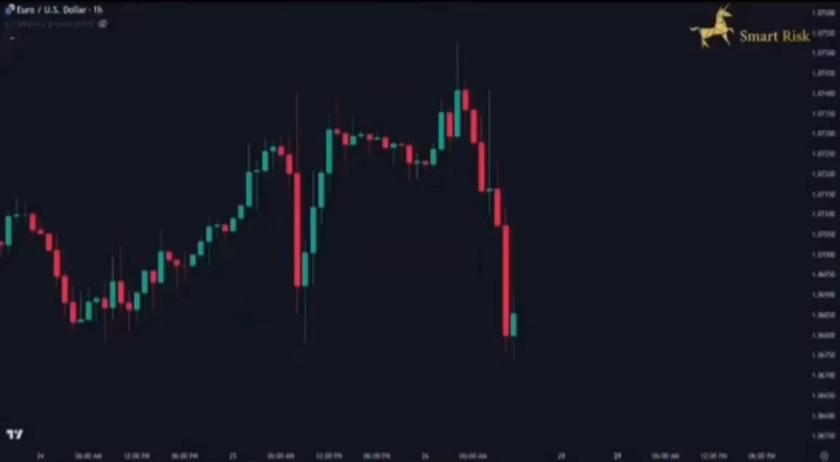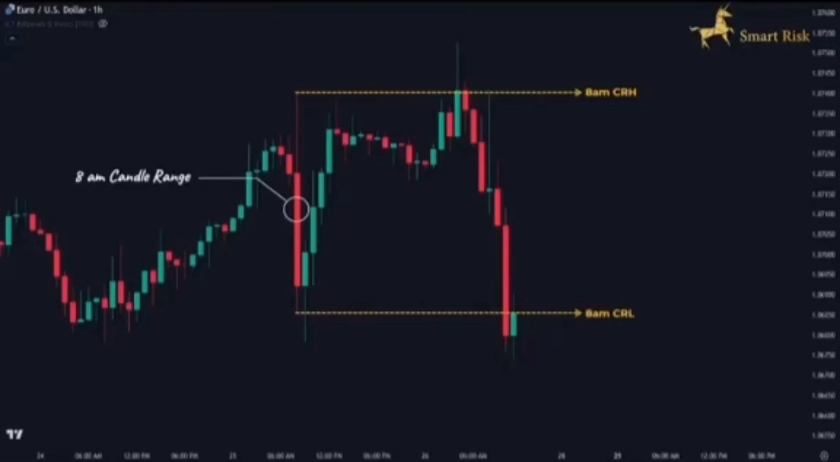Here we have the Euro-Dollar 1-hour time frame on the screen. As you can see, we have a perfect CRT model based on this 1-hour 9 a.m. candle. We have all 3 steps of the power of 3: accumulation, manipulation, and distribution. After forming this large candle as CRT's range candle, we can see that the price swept the liquidity accumulated below the first candle with a wick, then closed inside the range, and then immediately pushed to the high of the candle range.